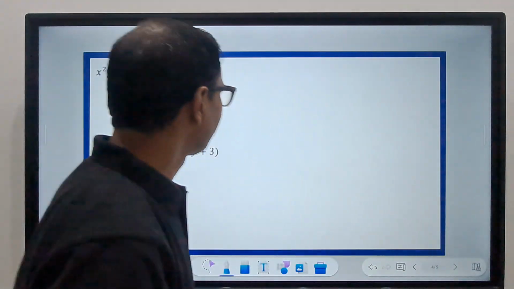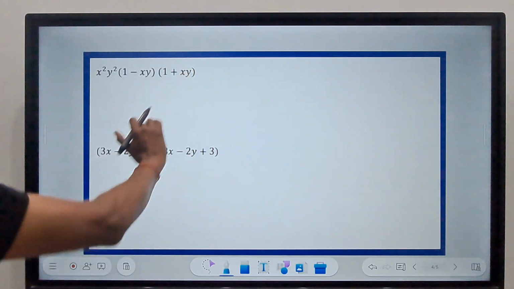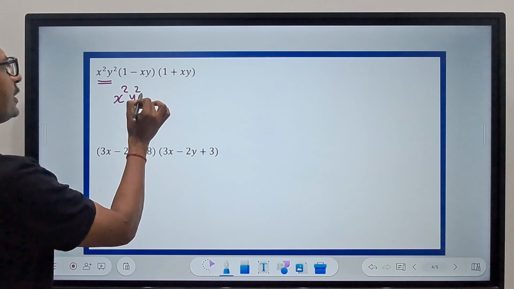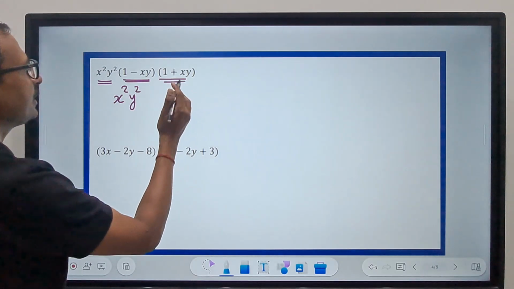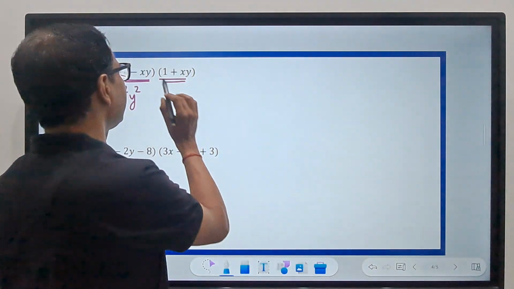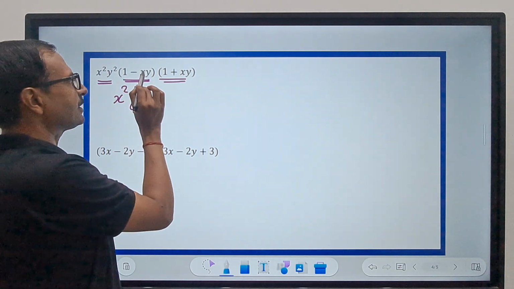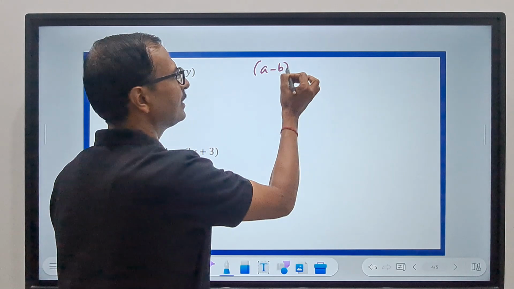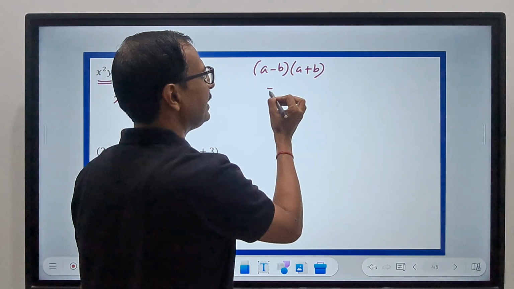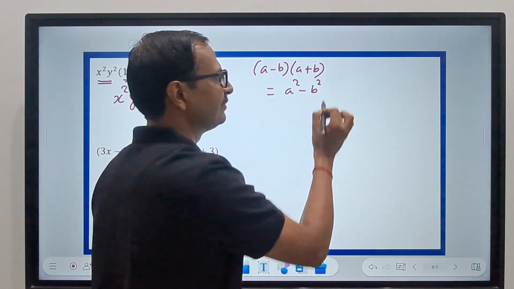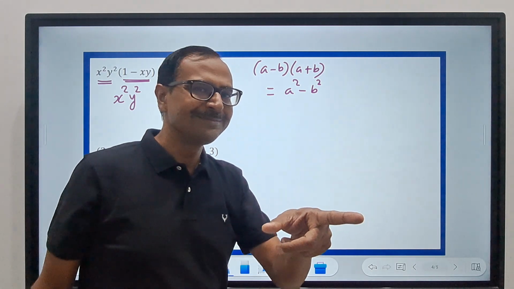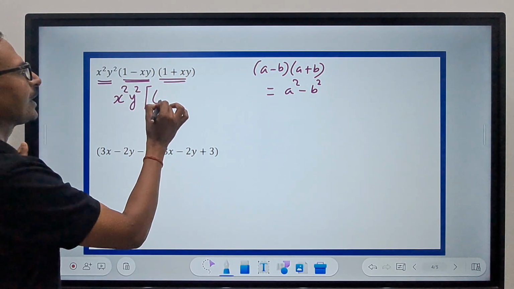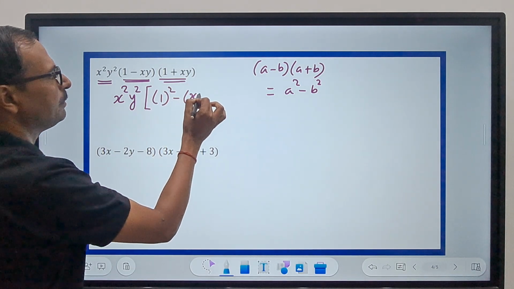Let's see two more questions. Here we have another question in which we have a factor outside, x square y square, and for the remaining two brackets I have to think about the identity. So again, the same terms being subtracted and the same terms being added. So again, (a minus b)(a plus b) will be a square minus b square, right? The same identity which I used in the first question, right?